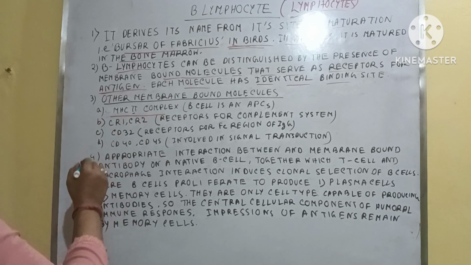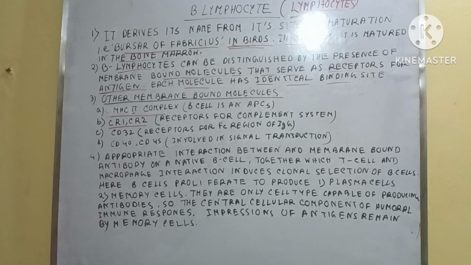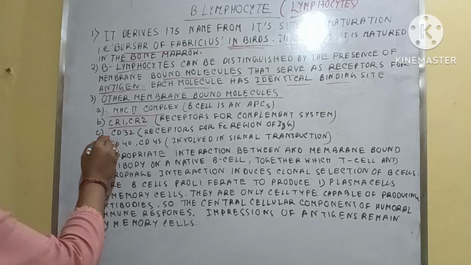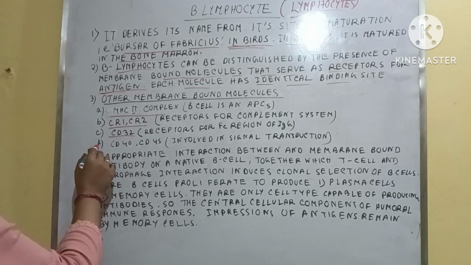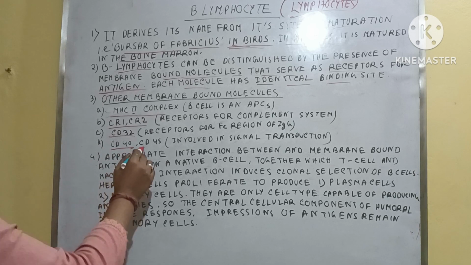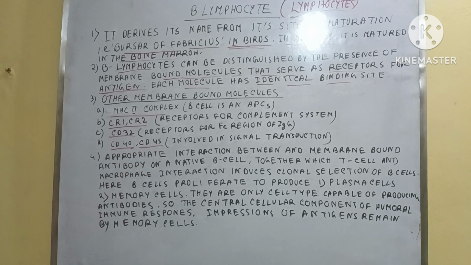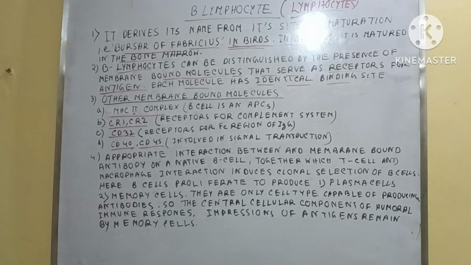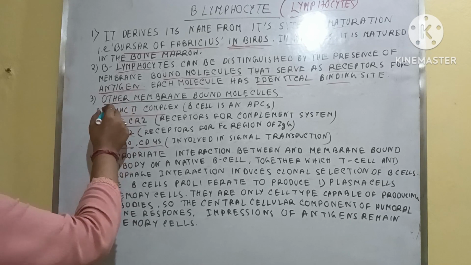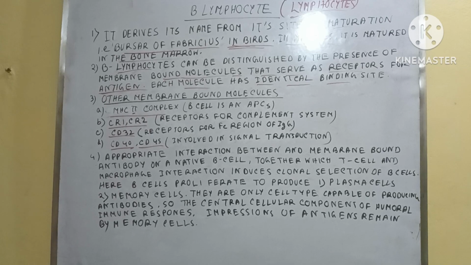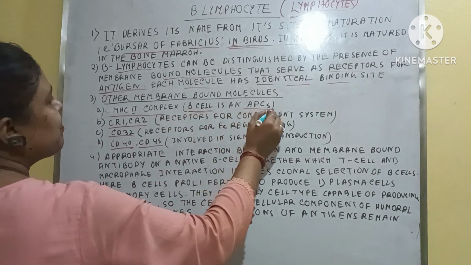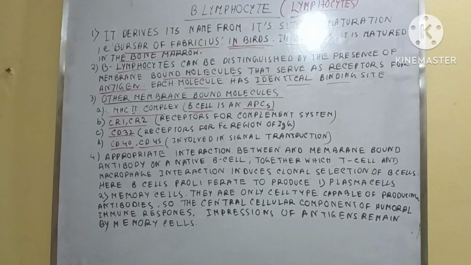These are the membrane bound molecules: one is the MHC2 complex, second is the CR1 and CR2 complex, third is CD32, then CD40 and CD45. So these are the types of membrane bound molecules in the B lymphocyte cells, and they serve as receptors for binding with the antigen. When MHC2 complex is the membrane bound molecule, then the B cell acts like an APC, or antigen presenting cell.